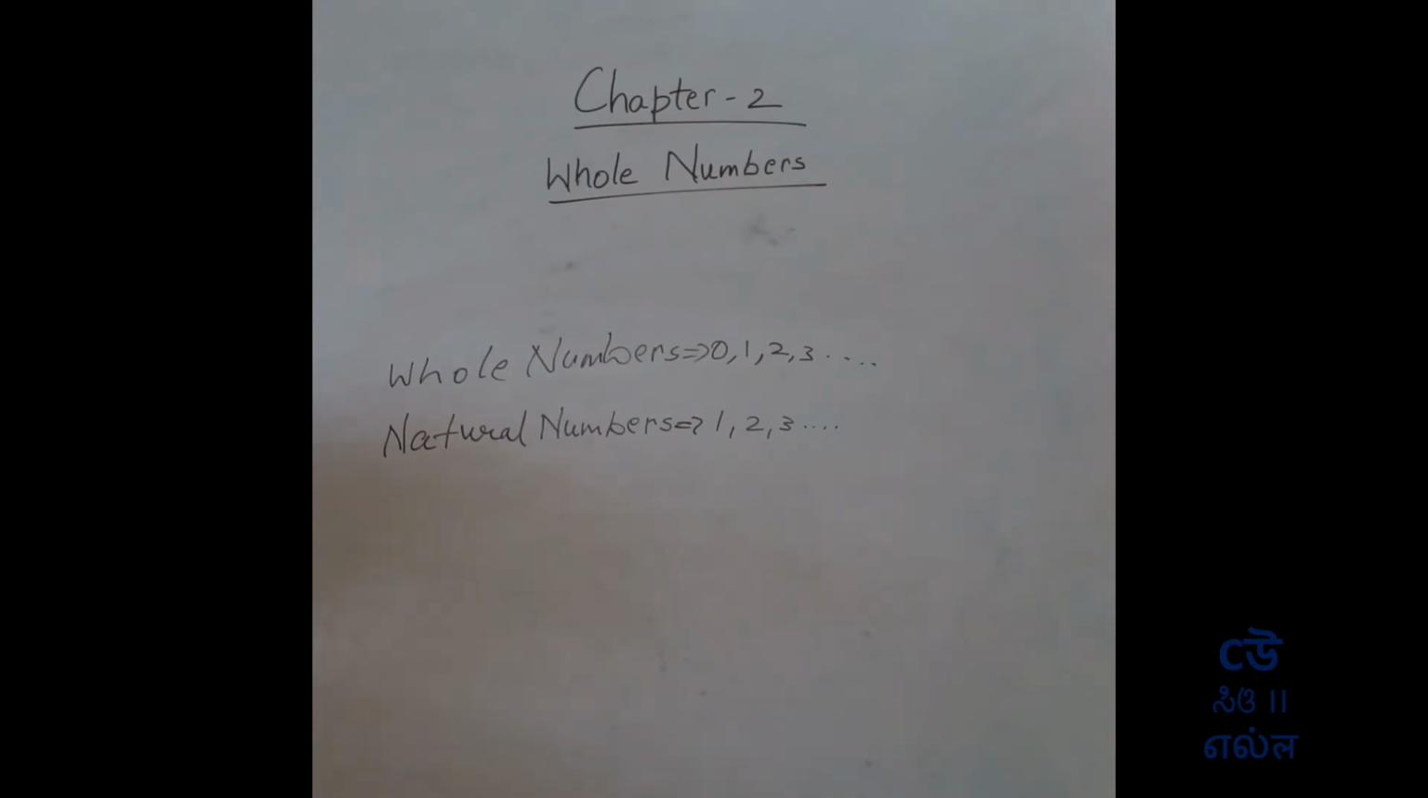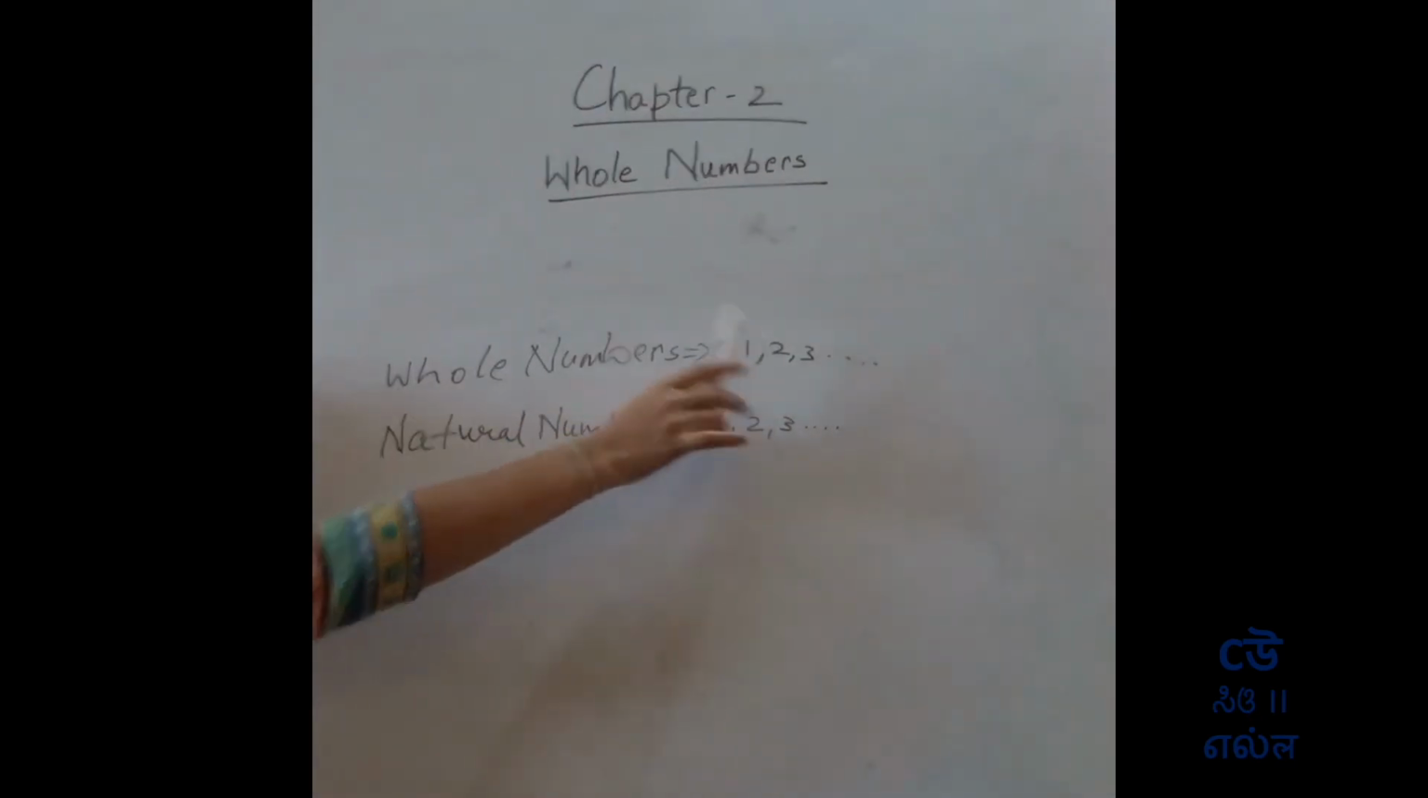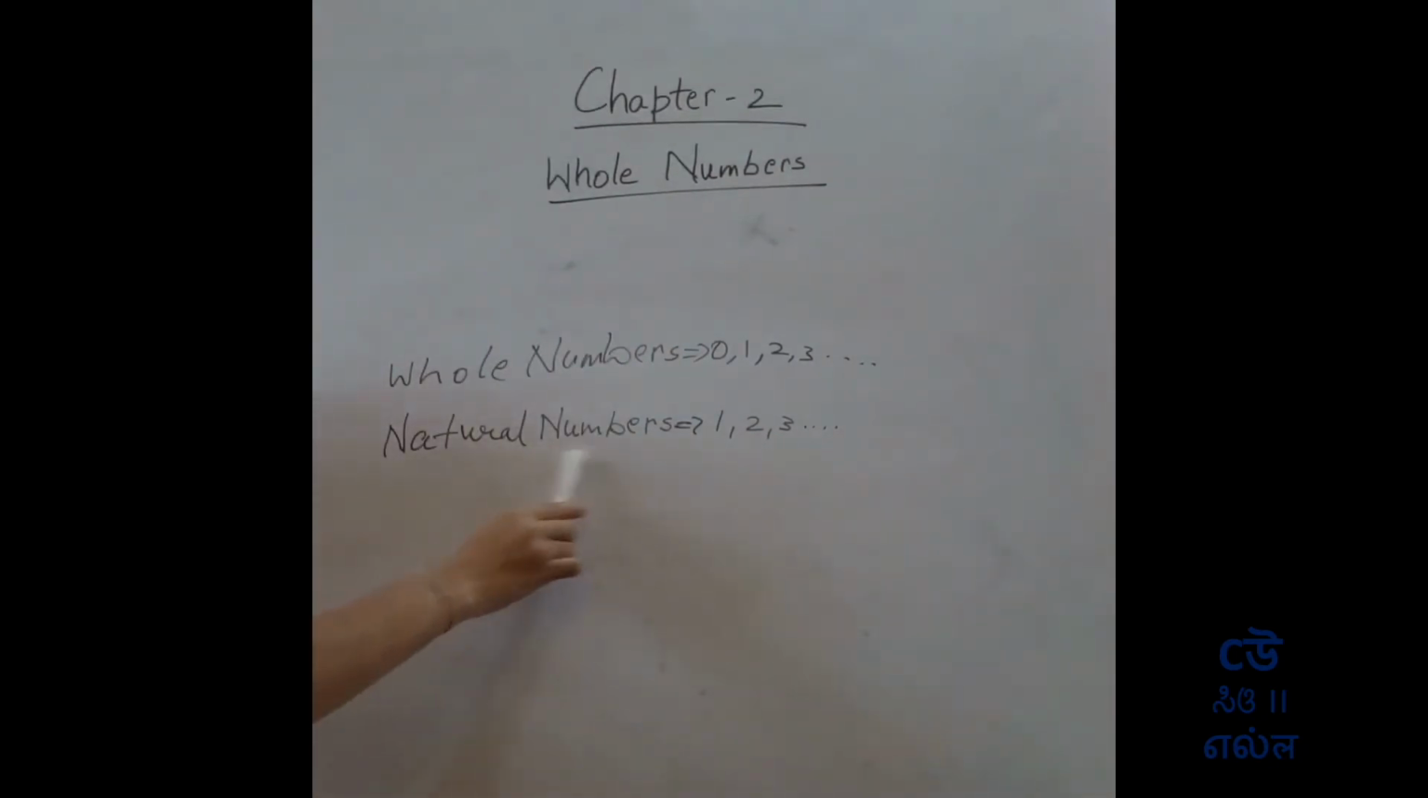Before that, let me ask a few questions and clarify the answers. Okay. The first question is, are all natural numbers also whole numbers? See, they've asked, are all natural numbers whole numbers? Yes, all natural numbers are whole numbers, because if we add 0 to the natural numbers, obviously it will be whole numbers. Sorry, all natural numbers are whole numbers.